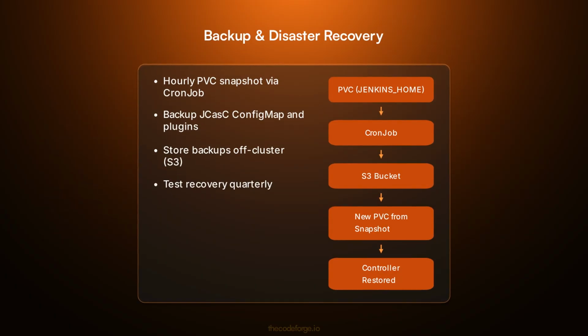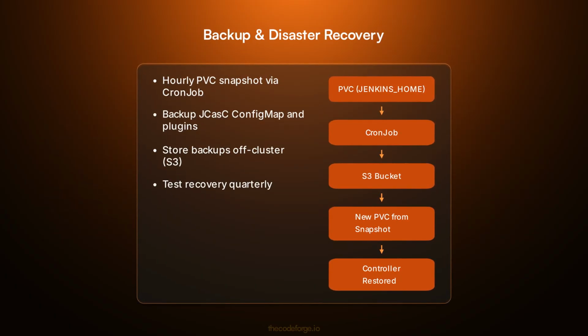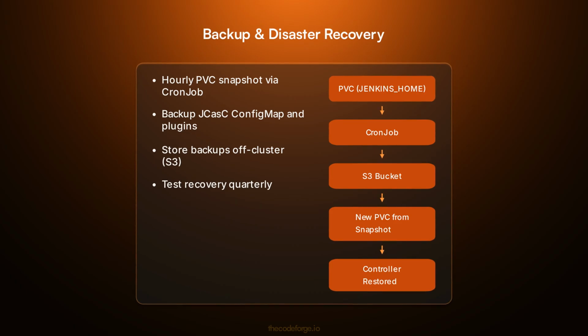We back up JNLP home every hour using a cron job that creates a snapshot of the PVC. The backup is stored in a simple storage service bucket with versioning. For disaster recovery, we have a script that deploys a new Jenkins controller from scratch using the latest snapshot.